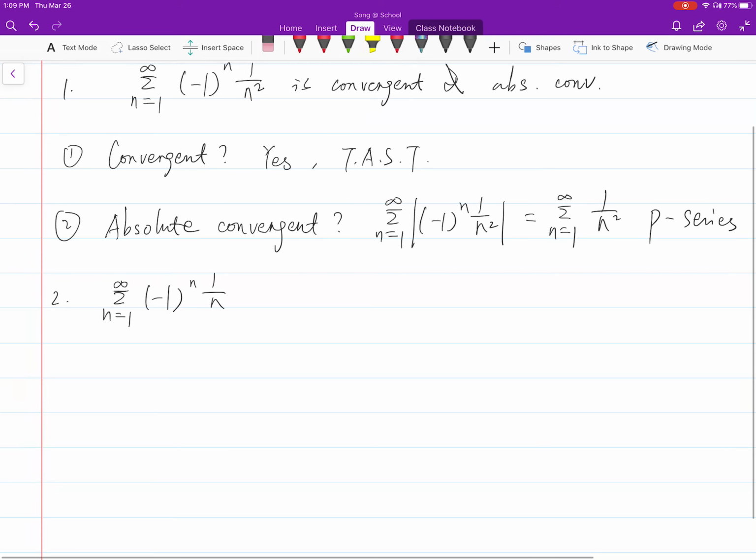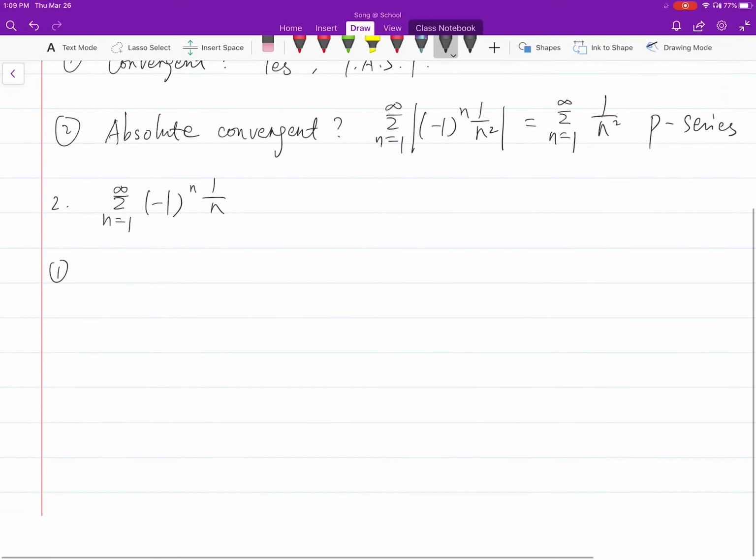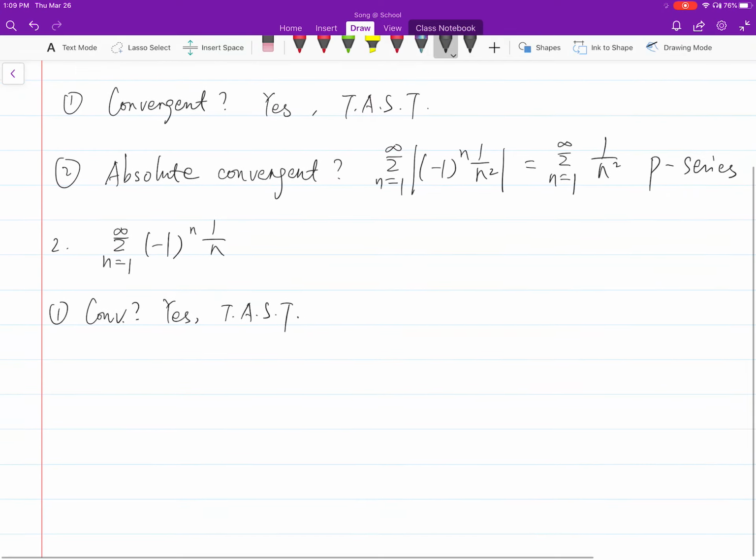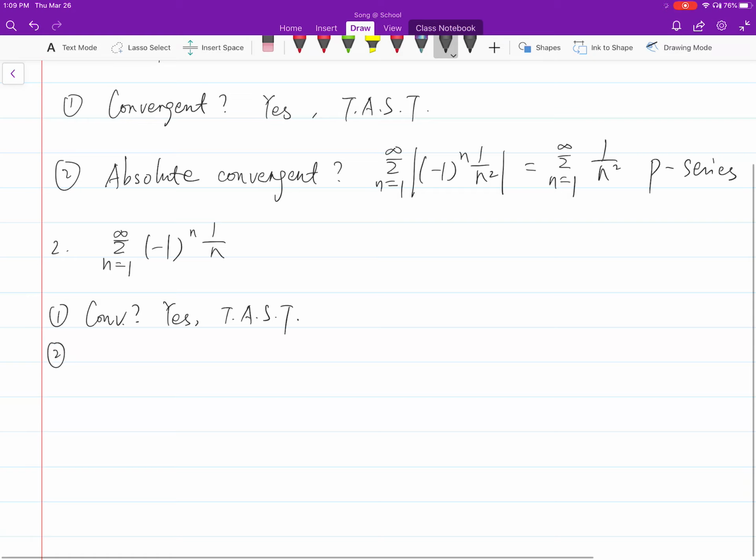Let's see. Number 1. Is it convergent? Yes, according to the alternating series test. Very easy to check, so you check by yourself. Number 2. Is it absolutely convergent?